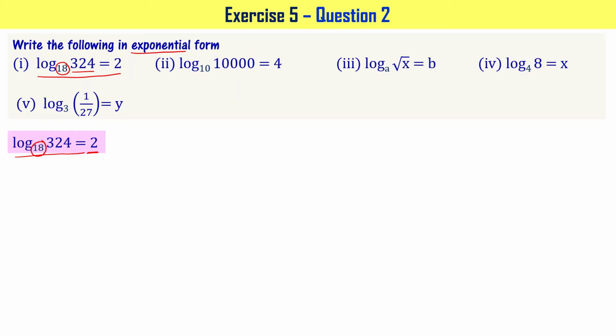And you may recall that this particular 2 becomes the power or the exponent when you write this equation in the exponential form, right? It means I'll be writing it as 18 power 2 or 18 square equal to 324, right? 18 square is 324, you know that. It is read as 18 raised to power 2 equal to 324. You can read it as 18 square equal to 324 or 18 raised to power 2 is 324. Got it?